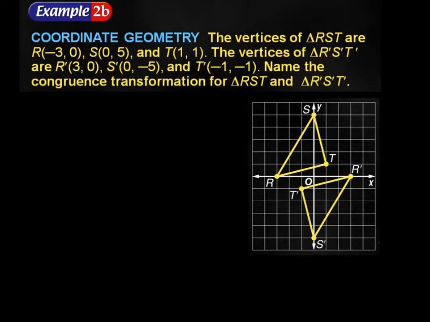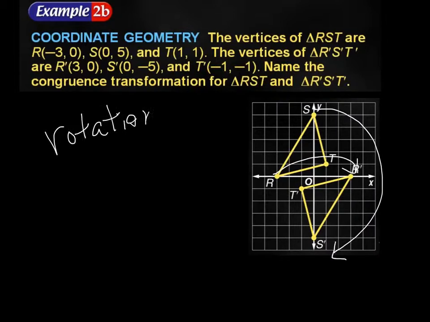For our last one, they ask us to name the congruence transformation that transforms triangle RST into triangle R prime, S prime, T prime. Okay, they have turned or rotated this triangle. It looks like 180 degrees. I'm going to say rotation, even though this book is writing the word turn, because it's a better math word.